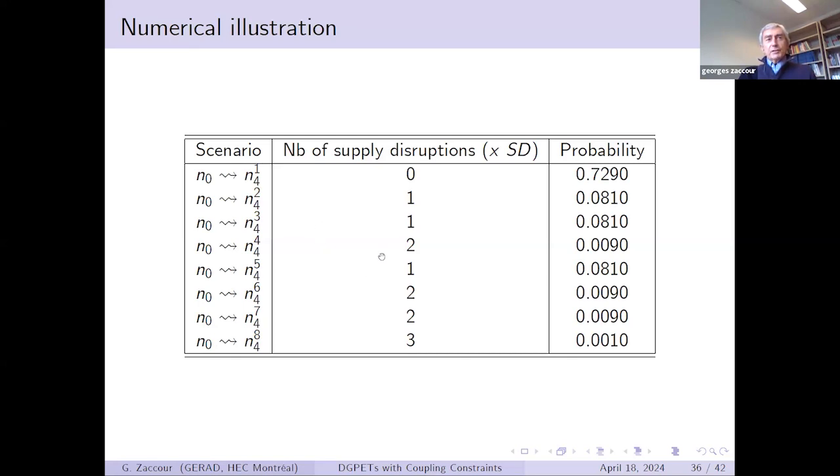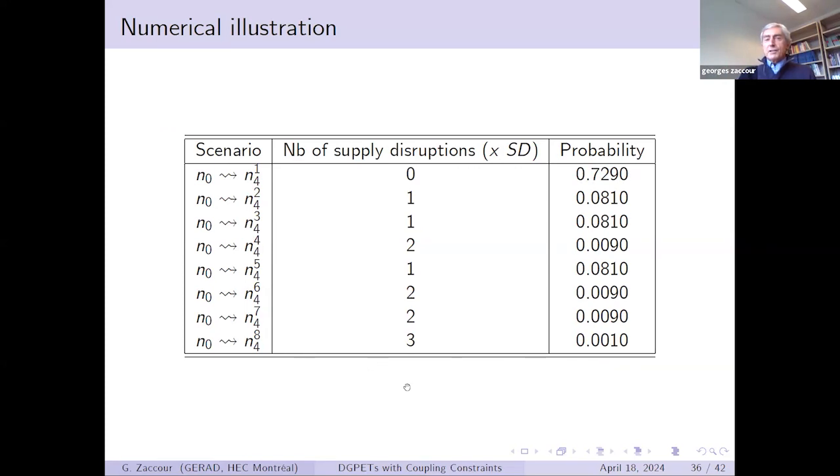Okay, now what we have here in any DGPET is that you have scenarios. So here in this case, because we have a binary tree, we will end up with 8 scenarios. So for instance, along the scenario that is emanating from the initial node to this one particular node, you have 0 disruption, and the probability of this scenario is 0.72, and so on and so forth. Okay.